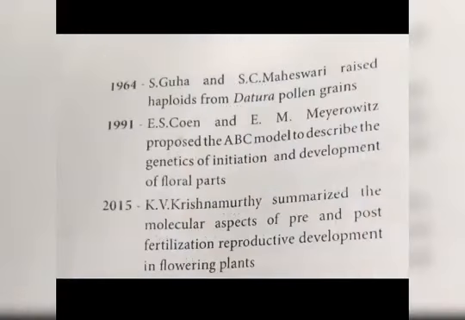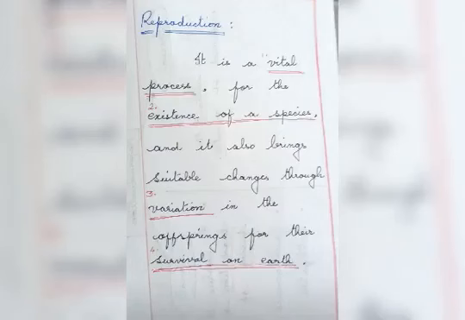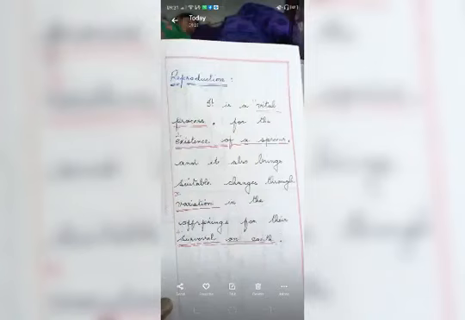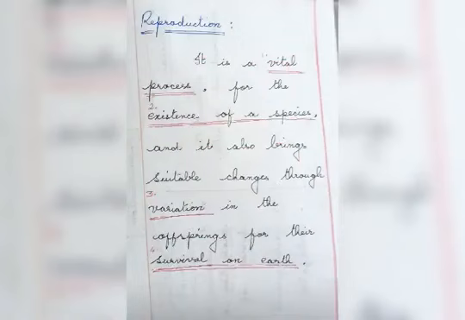Let's move to the definition of this lesson. The definition is of reproduction. What is reproduction? It is a vital process for the existence of the species, and it also brings about suitable change through variation in the offspring for their survival on earth. So here in the definition, I noted 4 important points which I am going to discuss with you. Vital process. Vital process means a very important process. We find many important physiological activities taking place, and one such important one is reproduction.